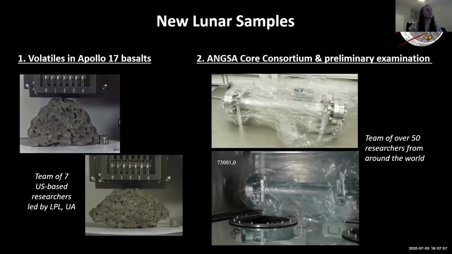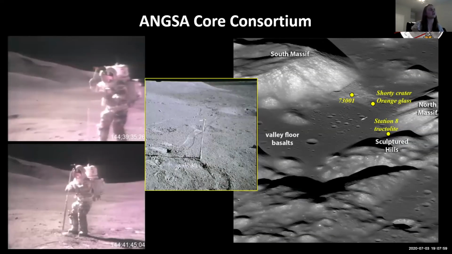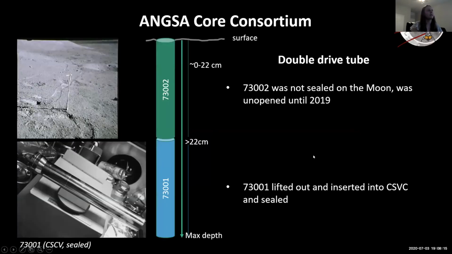And finally, moving on to the core consortium, this is a core sample that was taken at Apollo 17 Station 3. You can see one of the astronauts actually taking the sample, and that's the core in the ground, so to speak. And this is the location here. This core is a double drive tube, which means it is made up of two different sections. So we have a top part, so this is the surface schematic. The top 22 centimeters are present in sample number 73002, and then the bottom half is 73001.